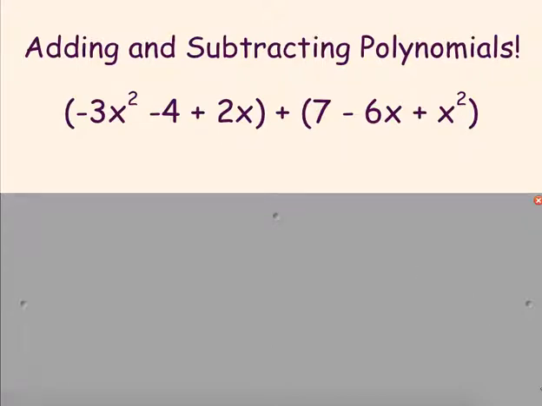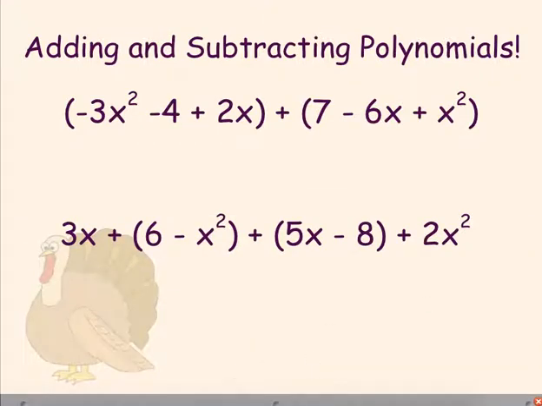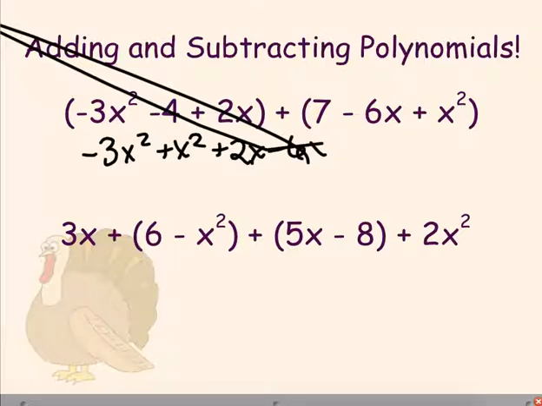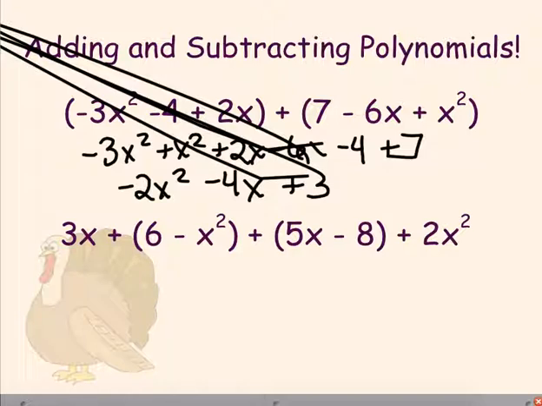So in these cases, I'll show you both of the methods. The first one, I'll just combine. I'll move together the like terms. So we have 3x squared plus x squared. We have a 2x and a negative 6x. And then we have negative 4 plus 7. So we can combine to get negative 2x squared. We combine to get a negative 4x and a positive 3.